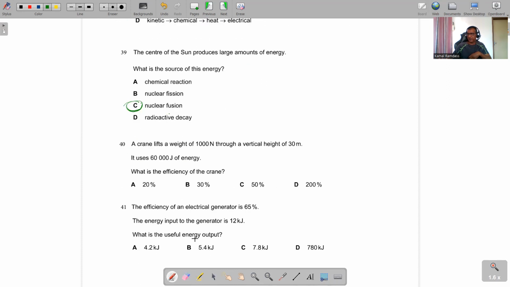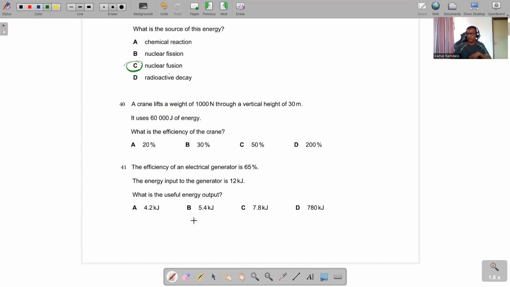A crane lifts a weight of 1000 newtons through a vertical height. It uses a motor. What is the efficiency of the crane? Useful energy output is 1000 times 30. Total energy input is 60,000. 30,000 divided by 60,000 is 0.5. Efficiency is 50%.